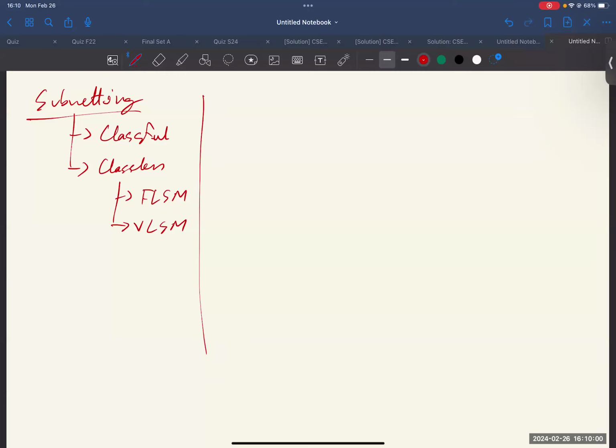So we have 3 classes of IP addresses: class A, class B, and class C. When we are speaking about classful IP addresses, we have 3 fixed types of IP address. In class A, 8 bits are network. So network and host, I'll just draw it like this. So 8 bits are in network and 24 bits are in host. For B, it's 16, 16. For C, it's 24, 8. This is a fixed thing.